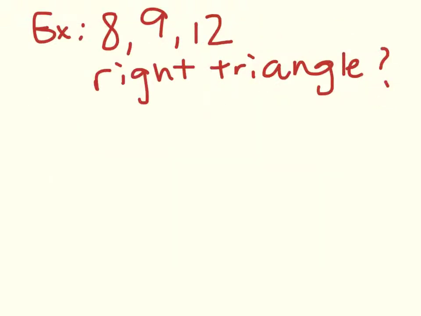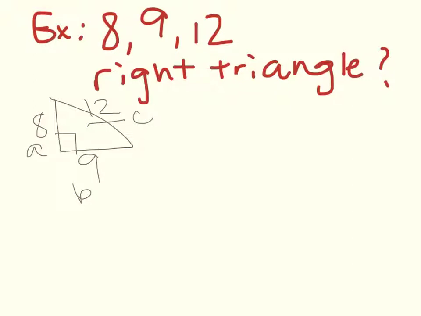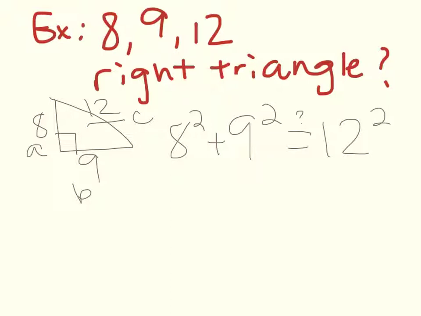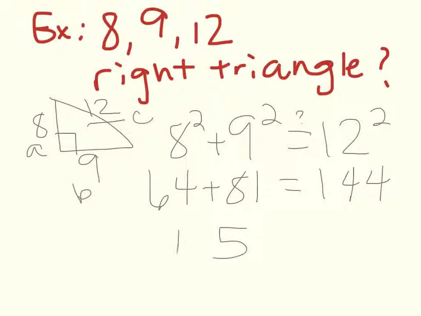Let's say that I have a triangle and I know the sides are 8, 9, and 12. I'm trying to decide if it's a right triangle. Well, if it is, then the 12 must be the hypotenuse and these two must be the legs. So this is what it would look like if it is a right triangle. Let's test it out. 8 squared plus 9 squared equals, and you can put a question mark there, because that's what we're checking. Does it equal 12 squared? So 64 plus 81, does that equal 144? Well, let's do it. It equals 145. So it's not true, so no, it's not a right triangle.